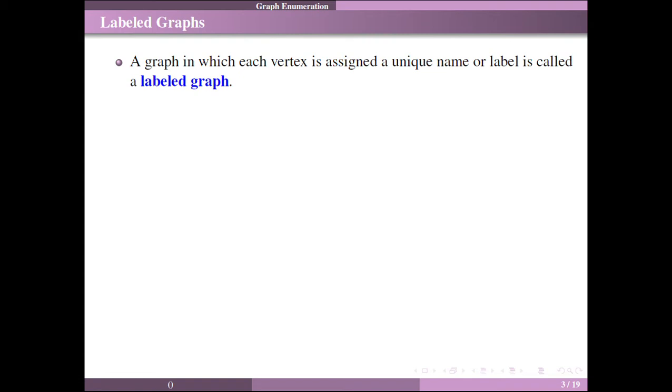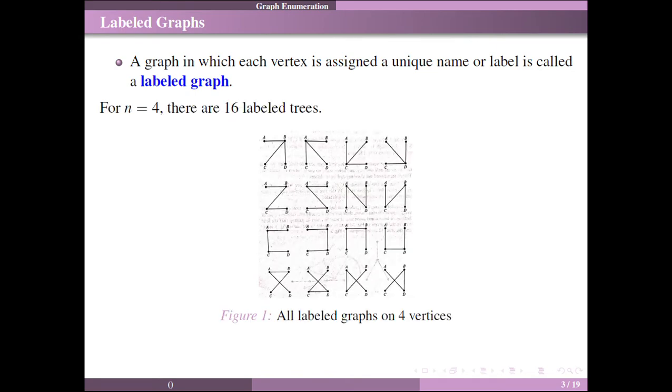We first define what a labeled graph is. A graph in which each vertex is assigned a unique name or label is called a labeled graph. For example, let us consider trees on 4 vertices. Here, this figure lists all the labeled trees on 4 vertices and there are 16 of them. If we remove all the labels, then the number of unlabeled trees on 4 vertices is only 2. So this graph and this graph are the two distinct unlabeled trees.